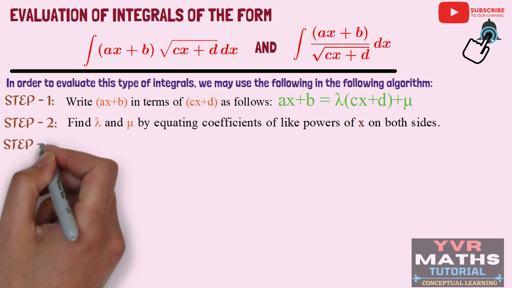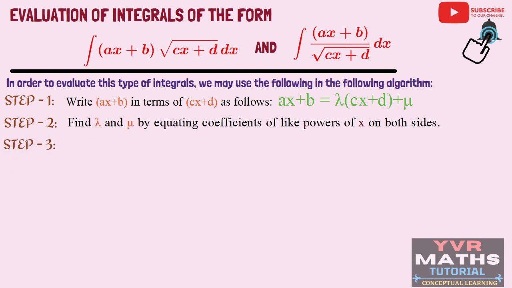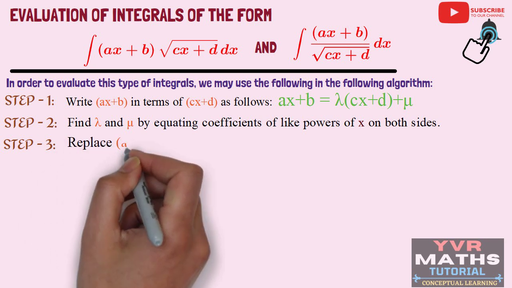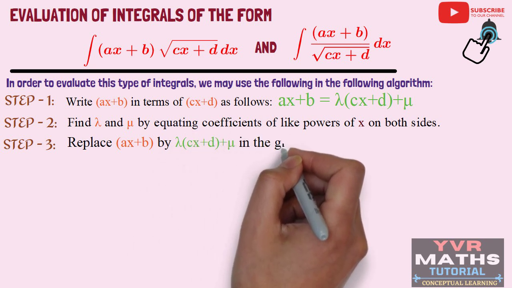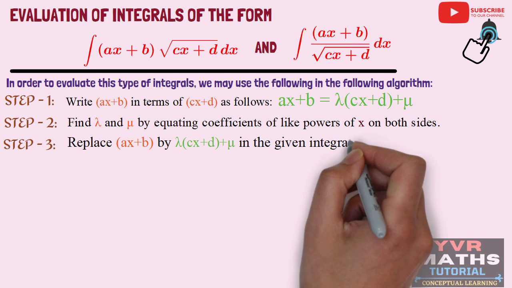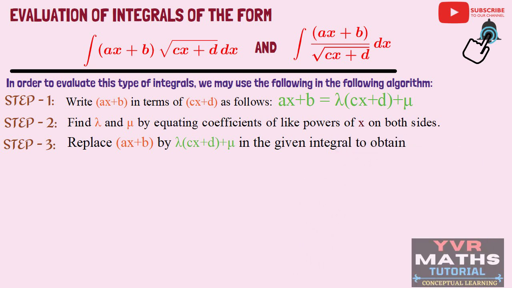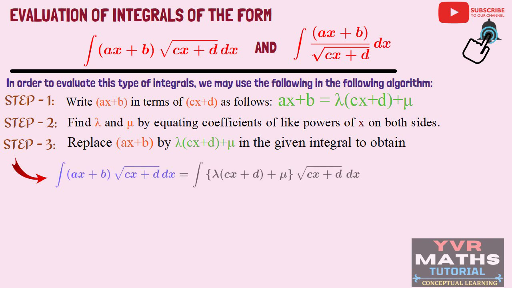Now after completing the second step, that means after finding the lambda value and mu value, we can go for step 3. So in step 3, what are we going to do? In the given integrand, we have ax+b. In the ax+b place, we have to replace the lambda into (cx+d) plus mu term. So if you replace ax+b with lambda into (cx+d) plus mu, what will you get? See here, integral (ax+b) into root of (cx+d) dx is equal to integral, substituting here for the ax+b term, (lambda into (cx+d) plus mu) into root of (cx+d) dx.